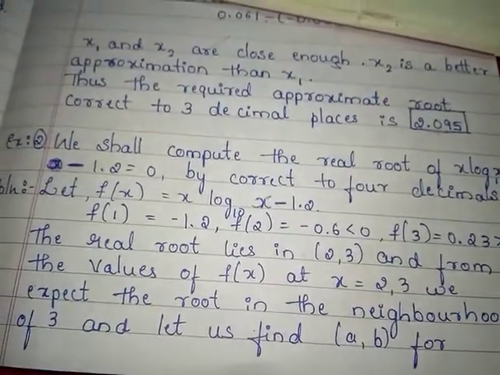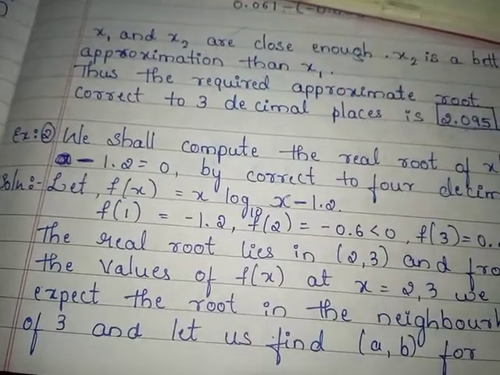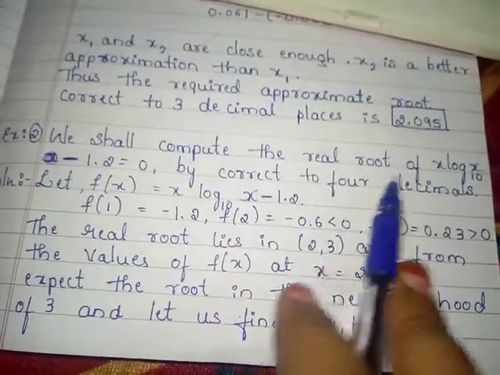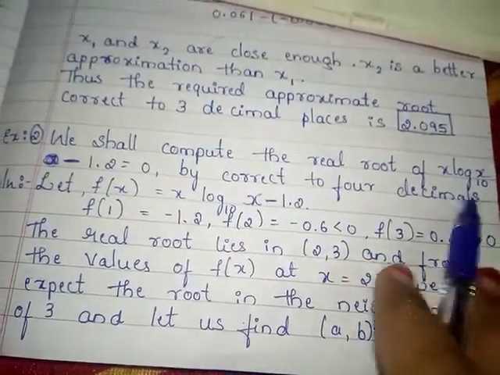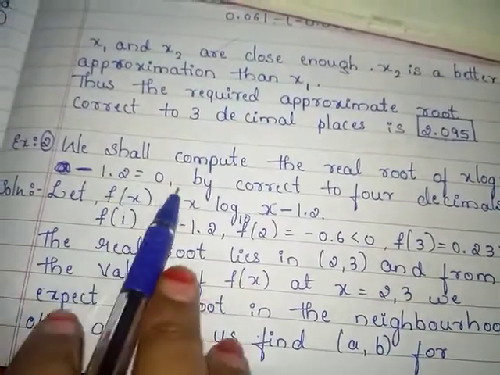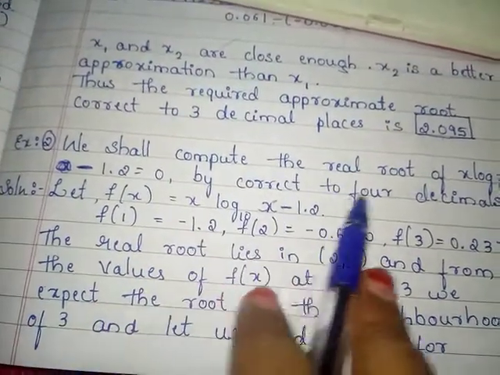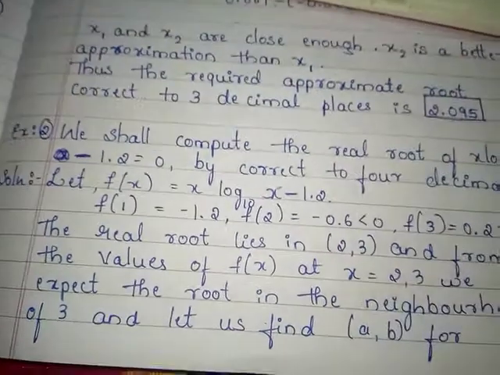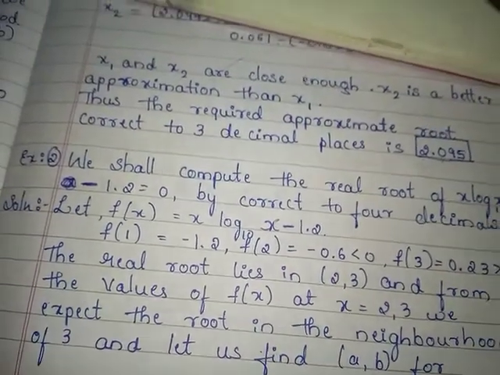Today we will discuss some more examples on regular falsi method. Compute the real root of x log x to the base 10 minus 1.2 is equal to 0, correct to 4 decimal places. We know what is the meaning of 4 decimal places.